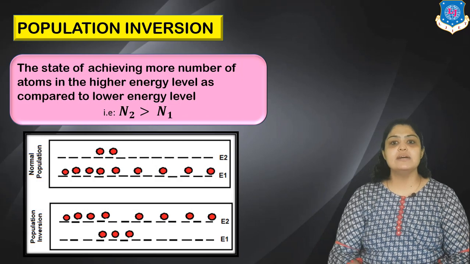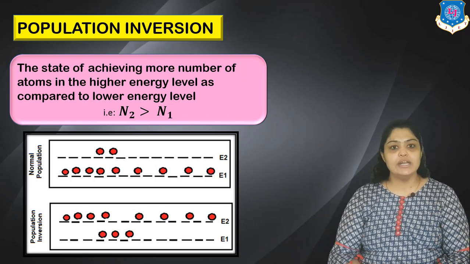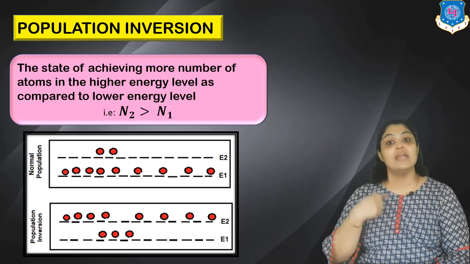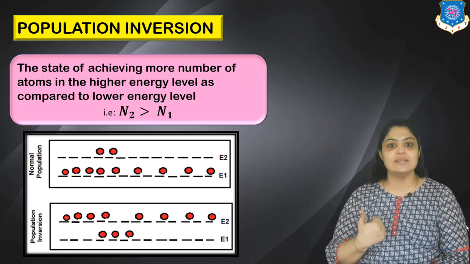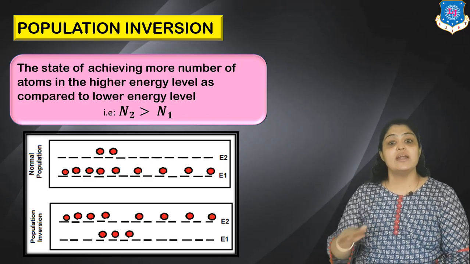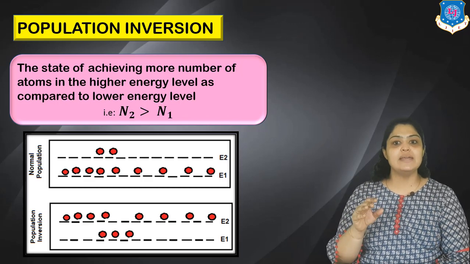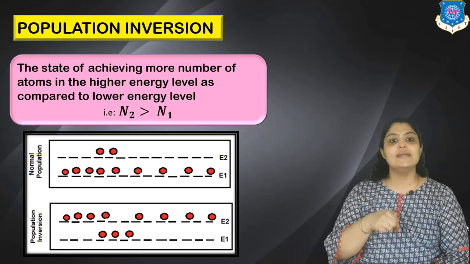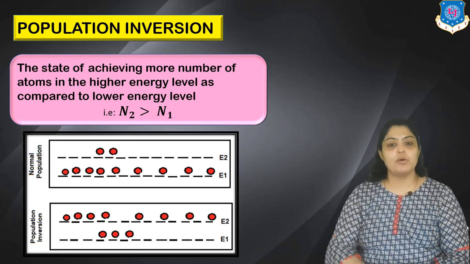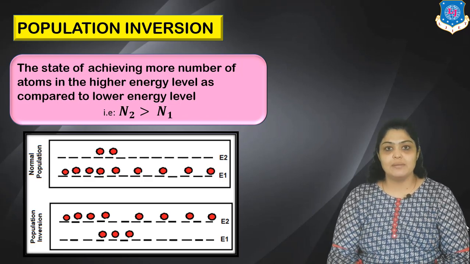You can see from the earlier diagram that E1 has a huge number of atoms compared to E2. In this case, if I give external energy, I will get more induced absorption and spontaneous emission. But on the other hand, just see the diagram below. There are more atoms in the higher energy level. In this case, if you supply radiation, more stimulated emission is going to take place. So what we have done is invert the population; we have increased the number of atoms in the higher energy level.